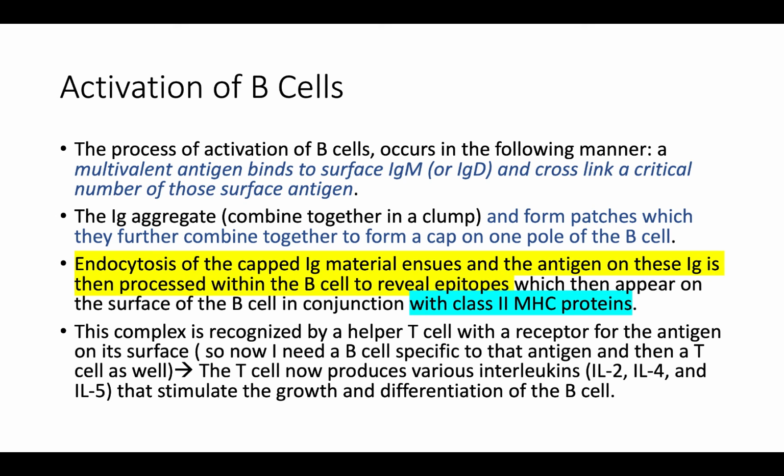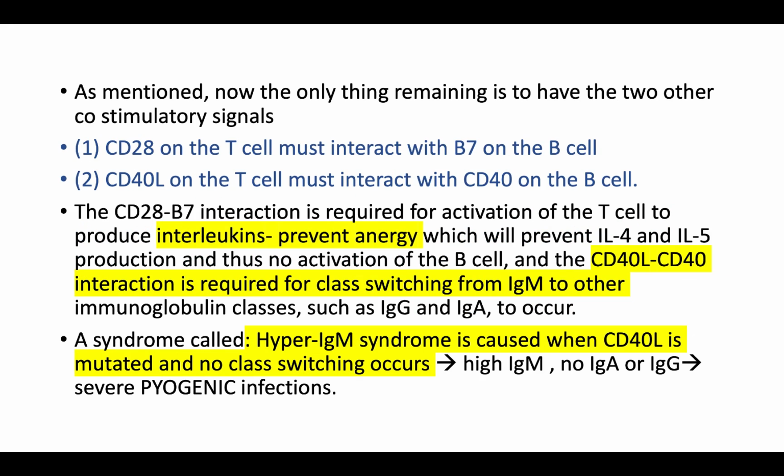The process of activation of B cells. So this will occur in the following manner. For example, you have a multivalent antigen, it binds to the surface IgM and cross-links a critical number of these surface antigens. This immunoglobulin aggregate will become a clump and form a patch on the pole of the cell. Endocytosis of this cap of the immunoglobulin material will ensue. This antigen, all with the immunoglobulin, is then processed and the epitope comes out as we said. When you digest these proteins, you find the most unique parts, and then they are presented on MHC2 molecules. And then the story goes on as we know it.